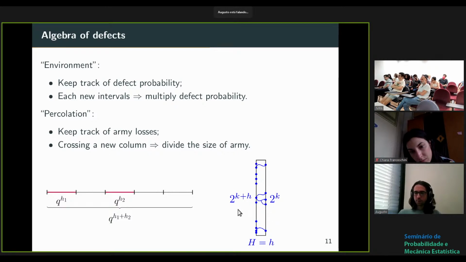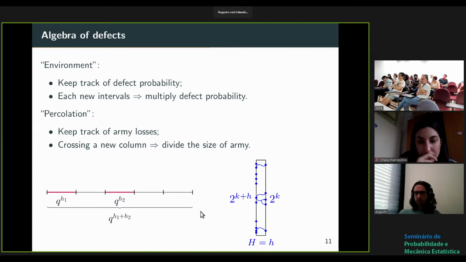So if we start with something, we end up with something, and we expect to have losses that are again multiplicative. So if we have 2 columns in a row, we're going to lose some soldiers, then we lose more soldiers. So this is why we put the number of soldiers as something in the exponent. And we're going to be subtracting the exponent as we cross a defect.